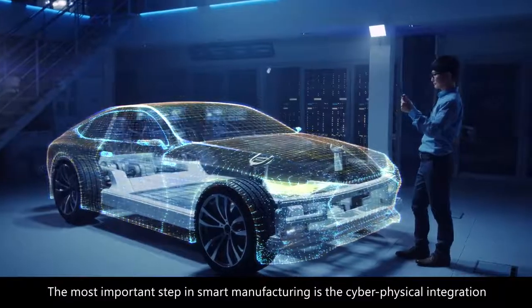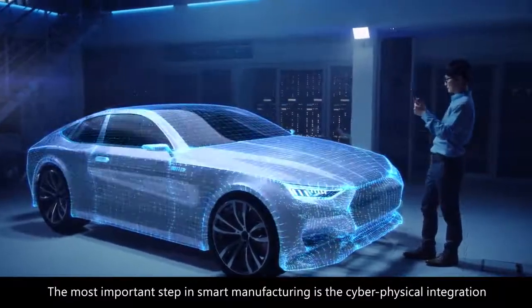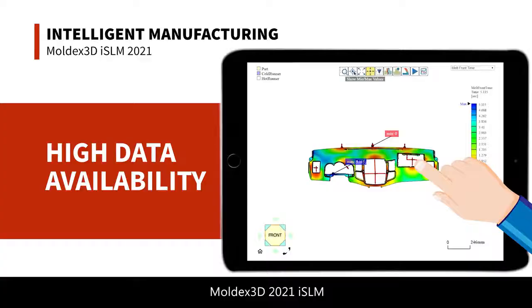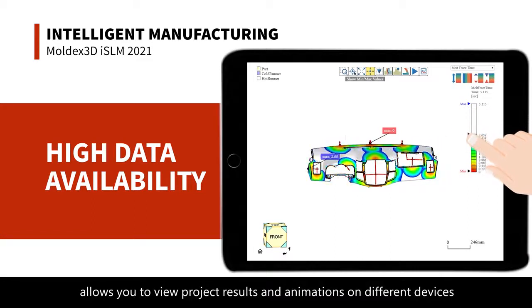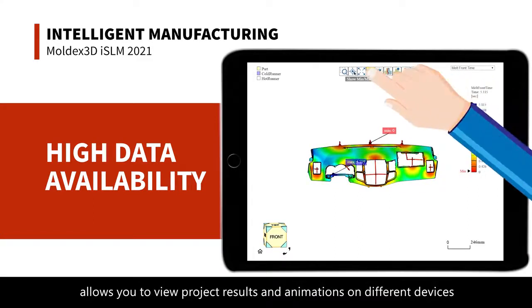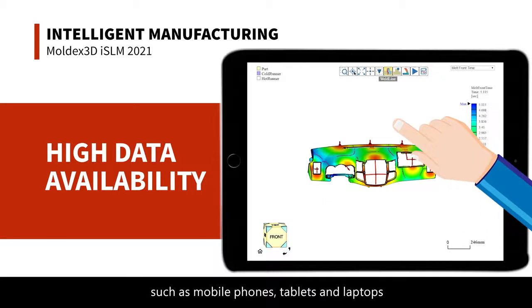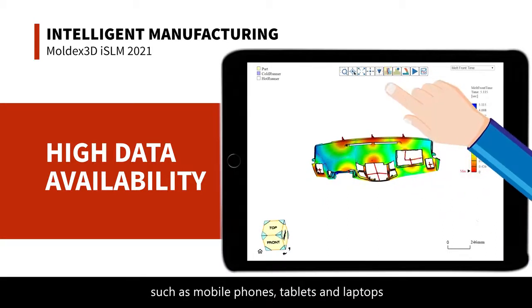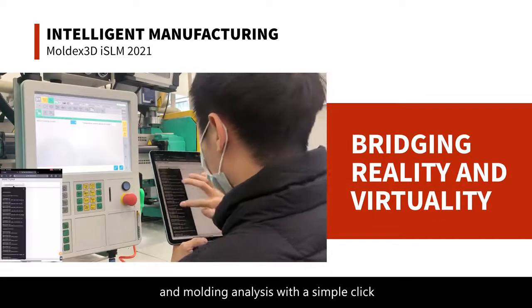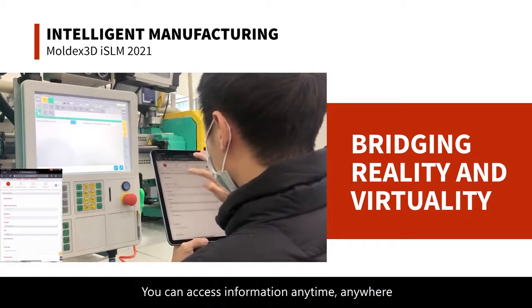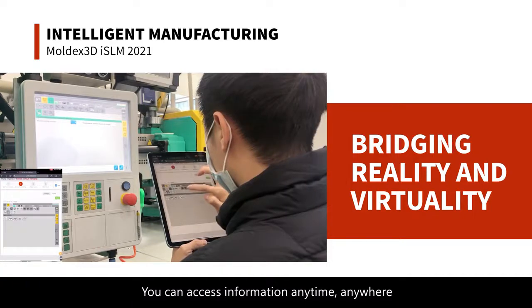The most important step in smart manufacturing is the Cyberphysical integration. Moldex3D 2021 ISLM allows you to view project results and animations on different devices, such as mobile phones, tablets, and laptops. You can also compare mold trial results and molding analysis with a simple click. You can access information anytime, anywhere.